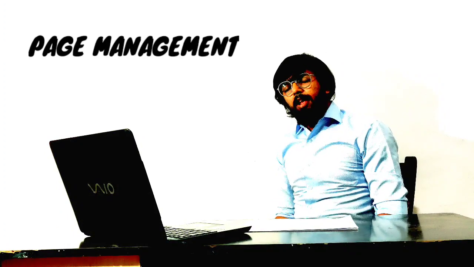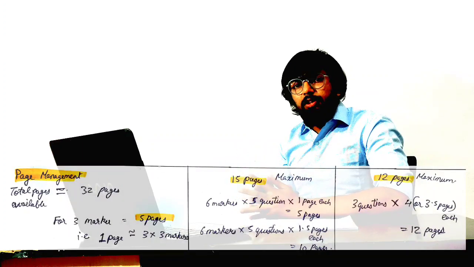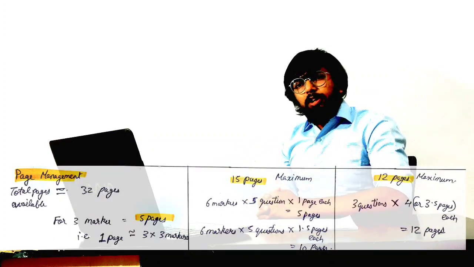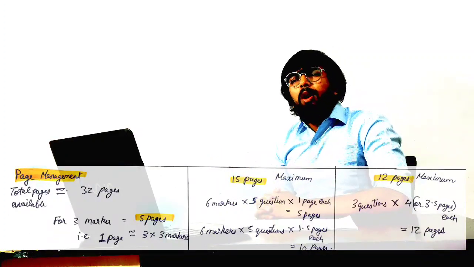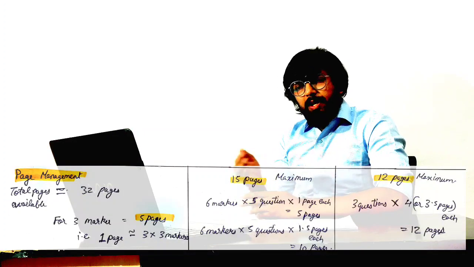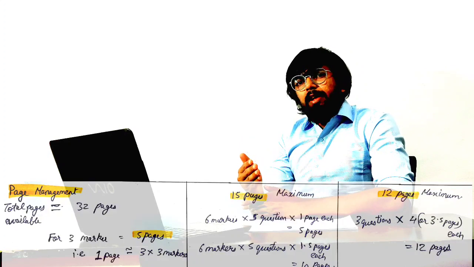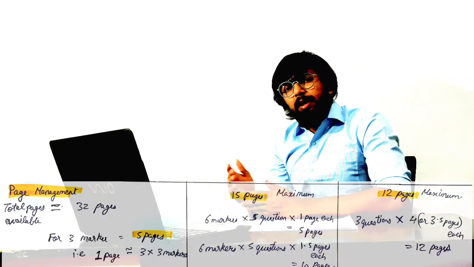Now, the next topic is page management. In your answer writing copy, you will get approximately 32 pages, not exactly 32. In those 32 pages, we have to make optimum utilization rather than just filling them up or leaving some pages. The page management, as we have calculated by our experience and with my personal touch with other MPPSC aspirants and those who have cleared MPPSC, is that on 1 page approximately you will write 3 markers.